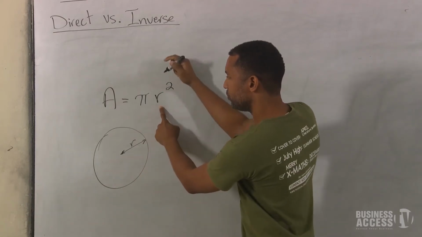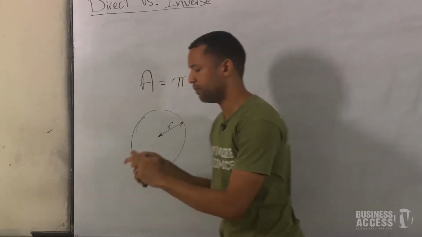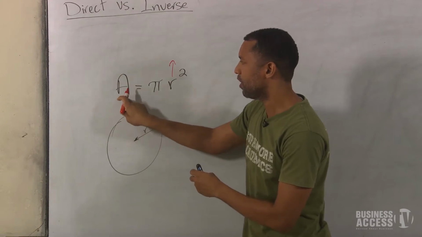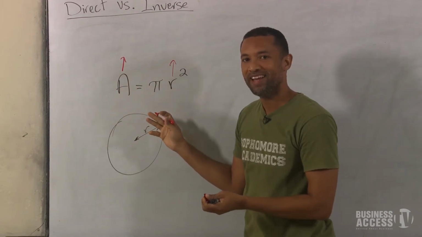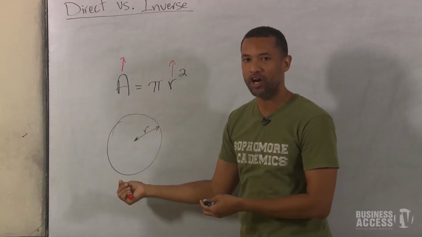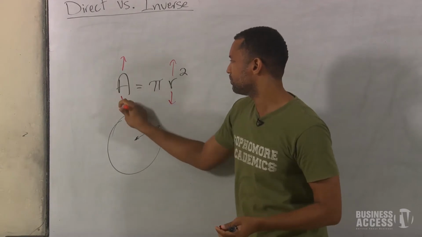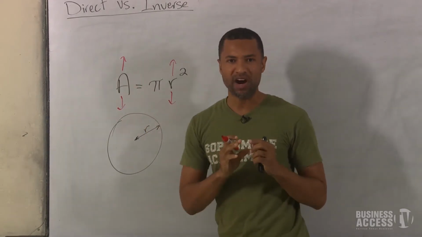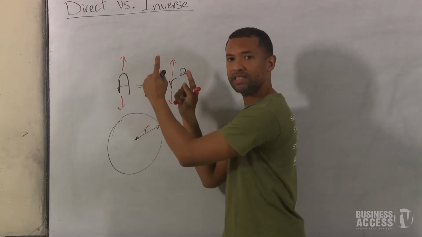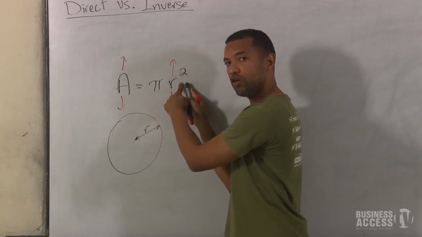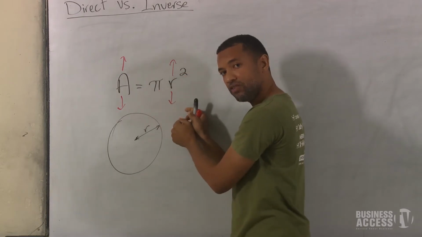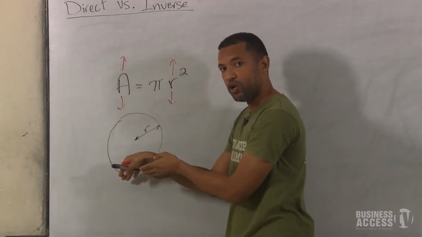If the value of the radius goes up, what happens to the area of the circle? It also goes up. And if the value of the radius goes down, then the value of the area will also go down. So this is what we call direct variation, where the two variables are going in the same direction. Increasing the value of one variable will increase the value of the other variable, or decreasing the value of one variable will decrease the value of the other variable.